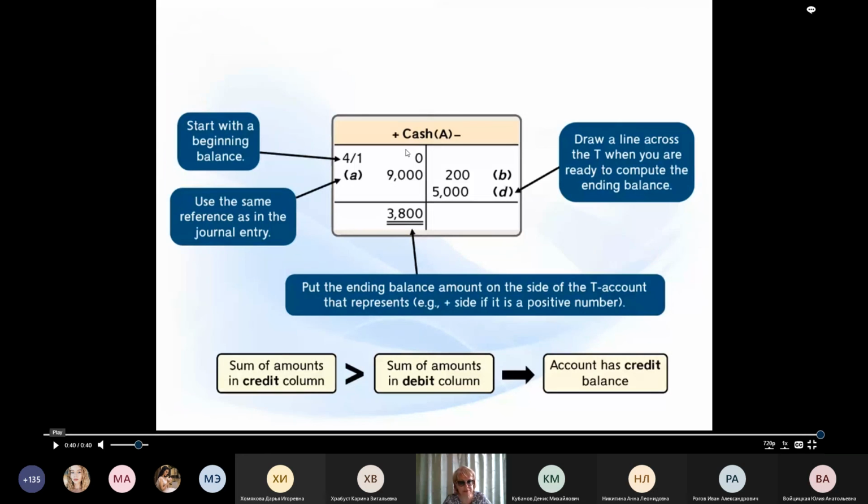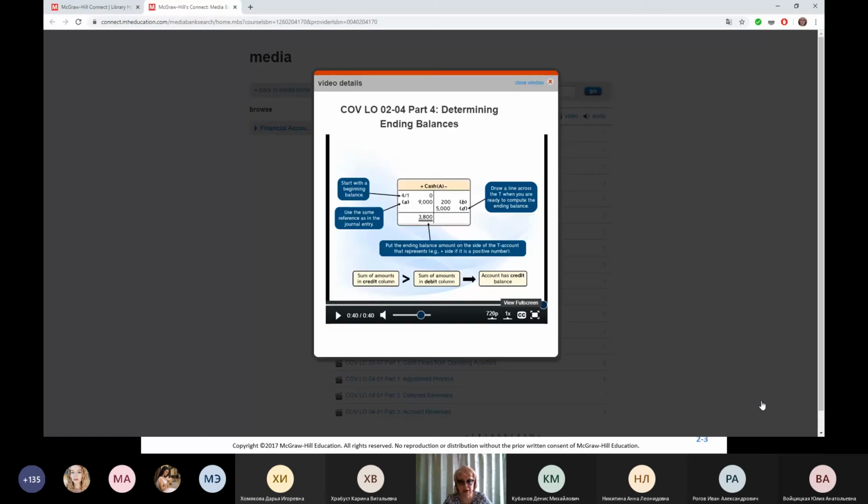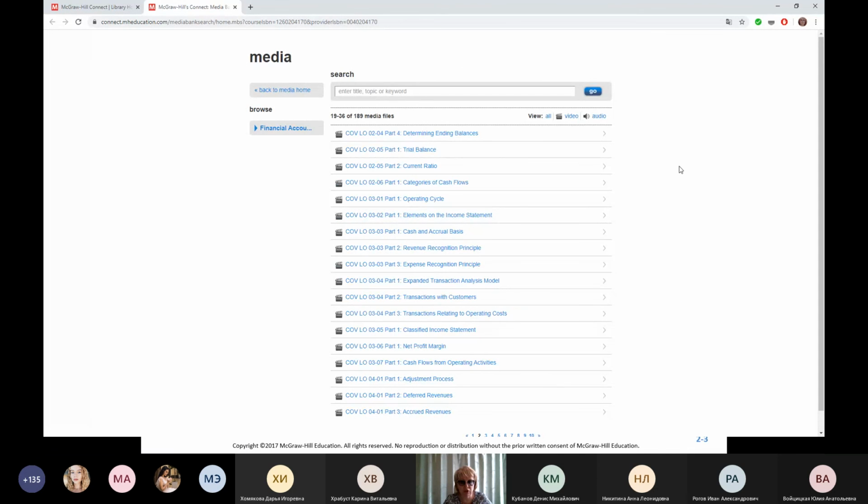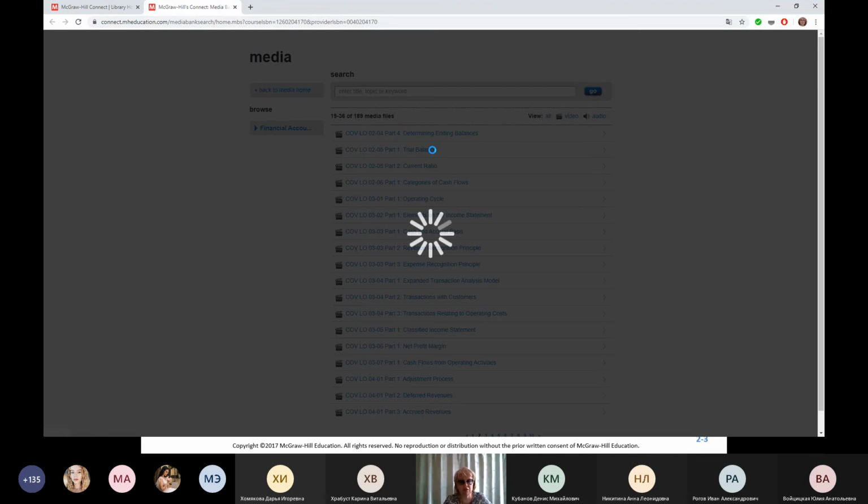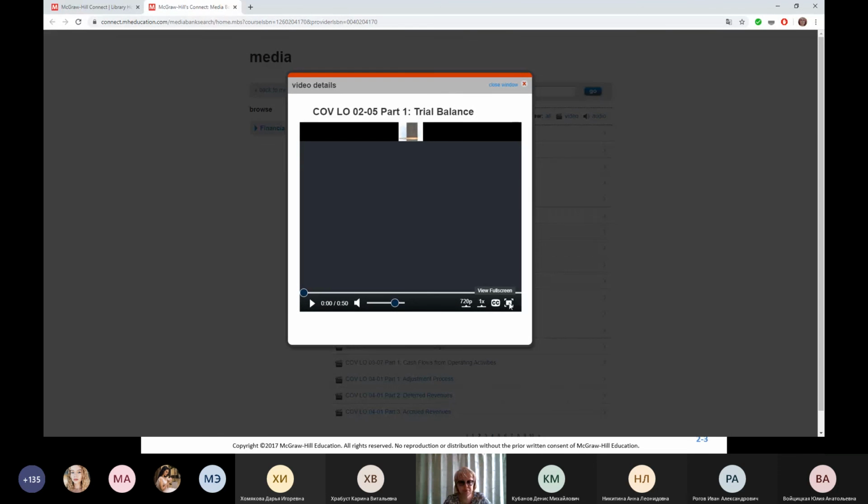Of course, every account has a beginning balance and an ending balance on one side, debit or credit, but we should understand that the balance should always be on the positive side. For example, for asset accounts, it is always debit amounts, and for liability and stockholders' equity accounts, we have a plus on the credit side. This is why we determine the ending balance on the credit side of the account. And finally, we have the trial balance for today.